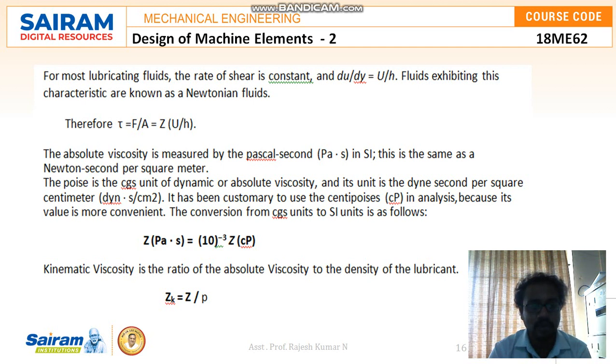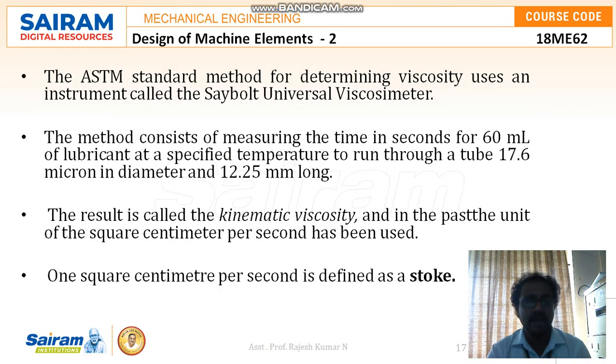Kinematic viscosity is the ratio of absolute viscosity to the density of the lubricant, and in formula we can write it as Zk = Z/ρ. The ASTM standard method for determining viscosity uses an instrument called the Saybolt Universal Viscometer. The method consists of measuring the time in seconds for 60 ml of lubricant at a specified temperature to run through a tube of 17.6 micron diameter and 12.25 millimeter length. The result is called the kinematic viscosity, and the unit of square centimeter per second has been used. So 1 square centimeter per second is defined as a Stoke.